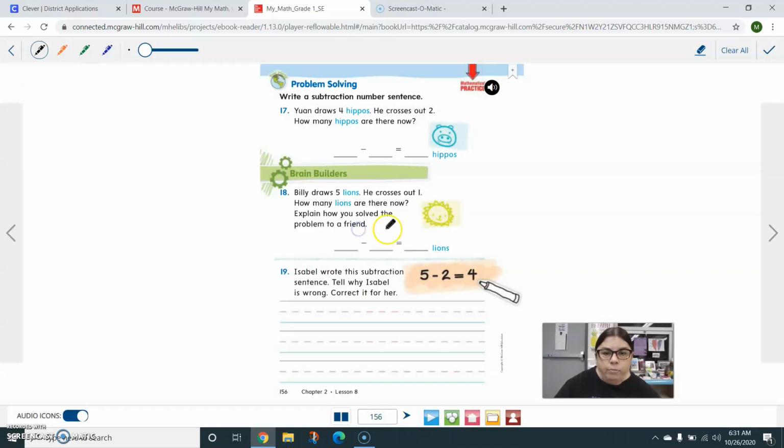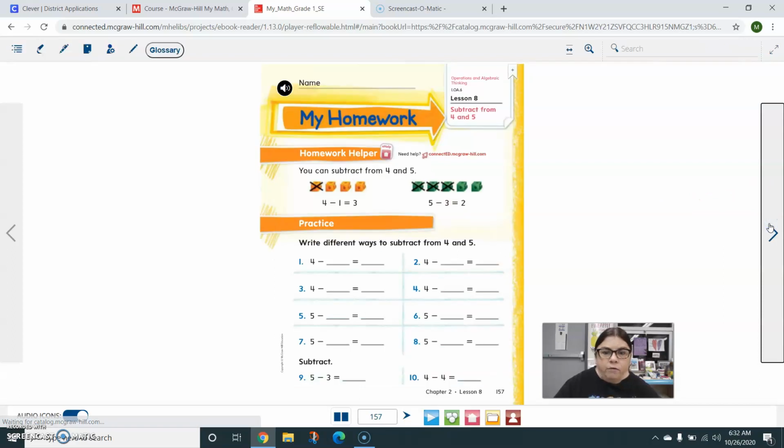So I hope you were able to figure that one out. Great job. Okay, beautiful friends. So now it is time for your homework. So you are going to do homework on page 157 and 158. Please remember your name, and all you're going to do is just what we were doing, practicing subtracting from 4 and 5. So here you're going to write different ways to subtract 4 and 5. So you get to make up whatever you want, okay?